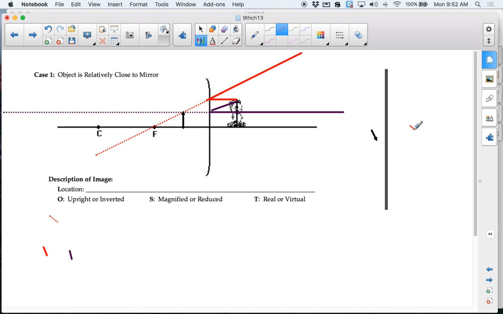How would we describe the location of this image? The location. Between the focal point and the mirror, but we should also specifically say behind the mirror. So behind mirror, between mirror and F.